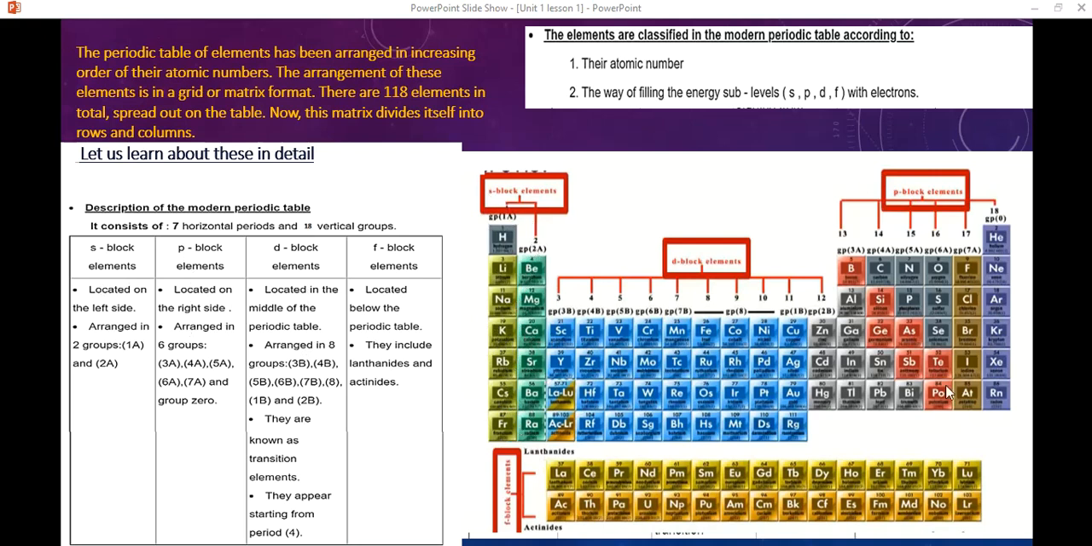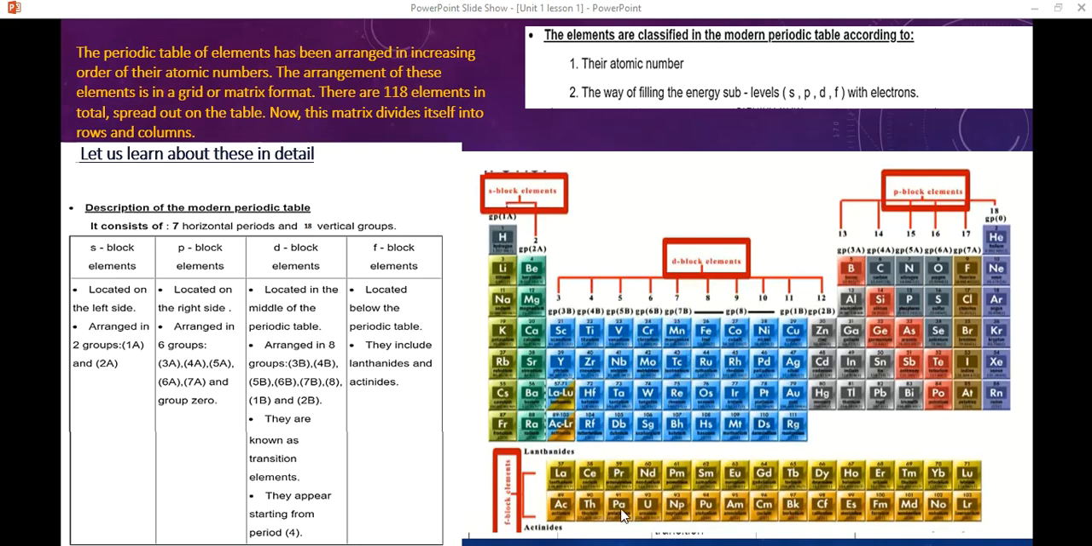Then we have P, located on the right side of the modern periodic table. Arrange it in 6 groups. And in the middle we have D block elements. D block elements are located in the middle of the modern periodic table. Arrange it in 8 groups.